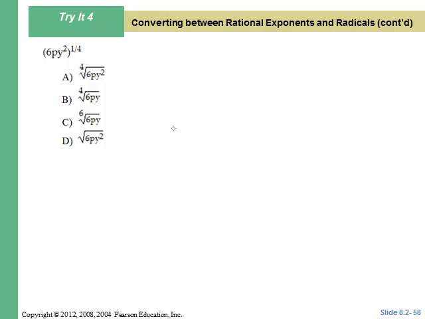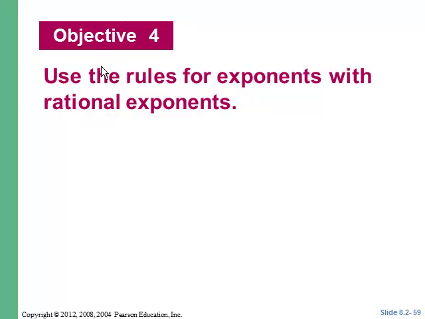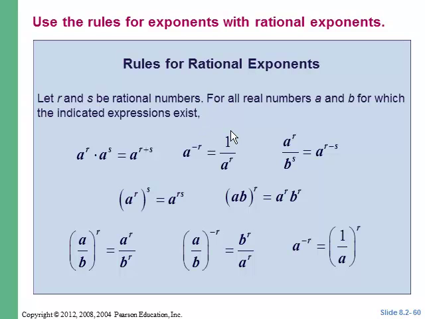Okay, so this one is the fourth root of parentheses. Make sure you get the parentheses. No, you don't need parentheses. Sorry. 6py squared. I think the 2 is on the outside. It's not. So it's the fourth root of 6py squared. There we go.